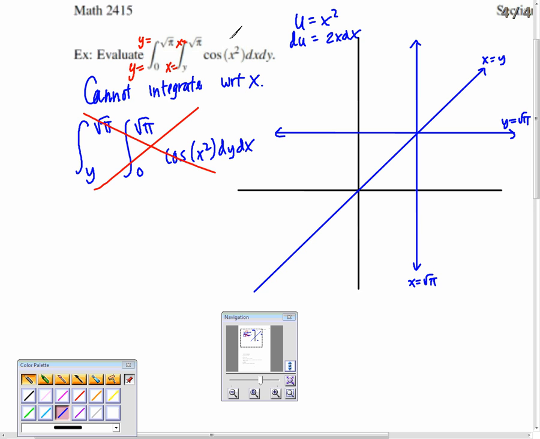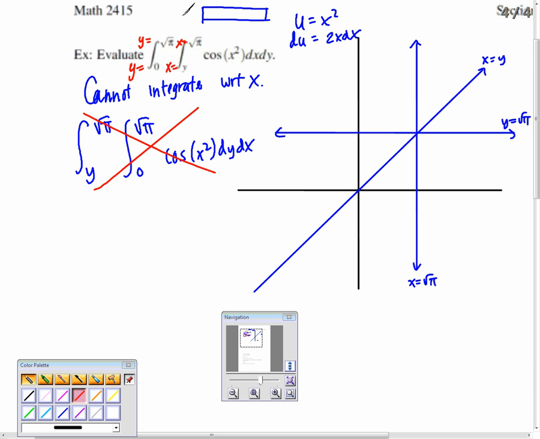Okay. Now, looking at my original integral, I had x equals y and x equals root pi. Since it's dx, my rectangle goes sideways or up and down? Sideways. The original rectangle was sideways. So I'm going to draw a rectangle here that's sideways. Do I put it here or here? Well, because y equals 0, right? Okay.